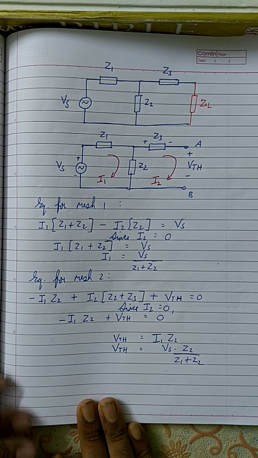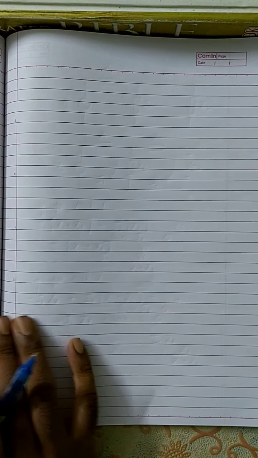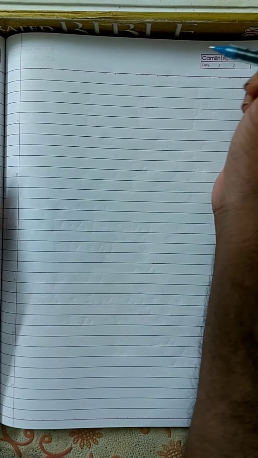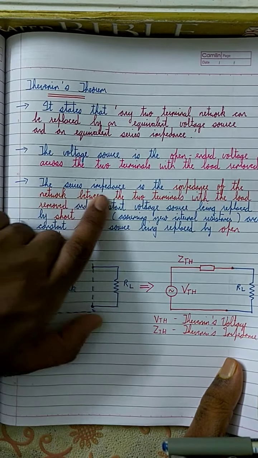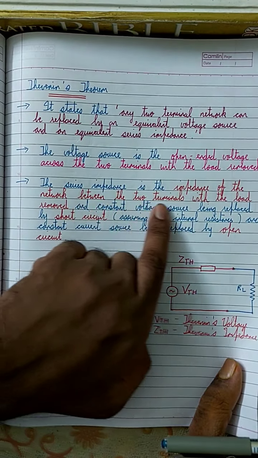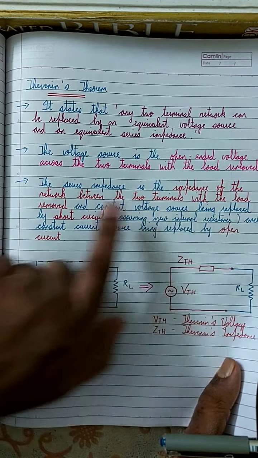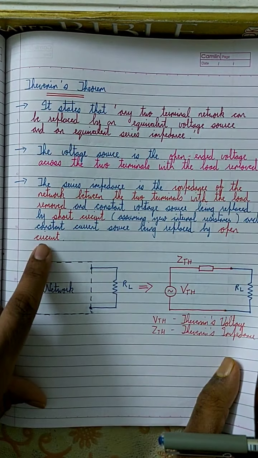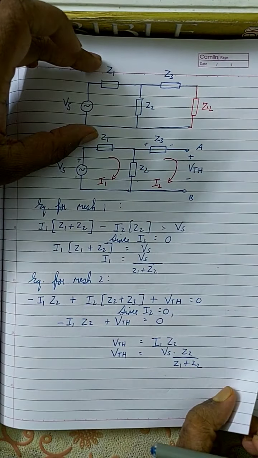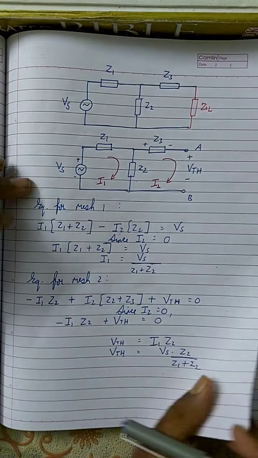Now next I'm going to explain to you how to find ZTH. So how to find the equation for ZTH is, read that sentence and then I'll explain that to you again. The series impedance is the impedance of the network between the two terminals with the load removed and constant voltage source being replaced by short circuit and constant current source being replaced by open circuit, which means in the circuit we take the circuit first. So to find the value of ZTH, I take the circuit and I'm going to redraw it.